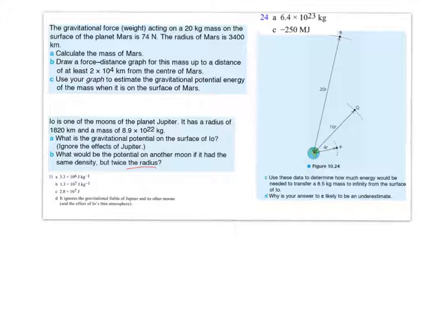These questions are pretty straightforward too. There's no need to go over them in too much detail.